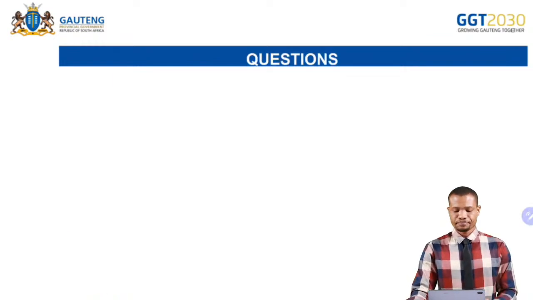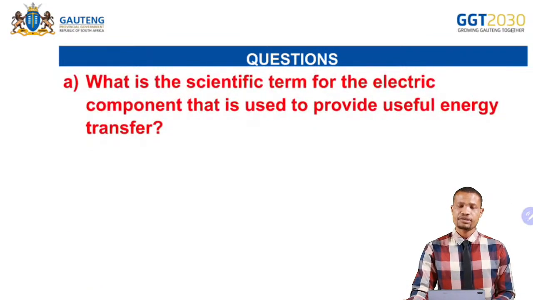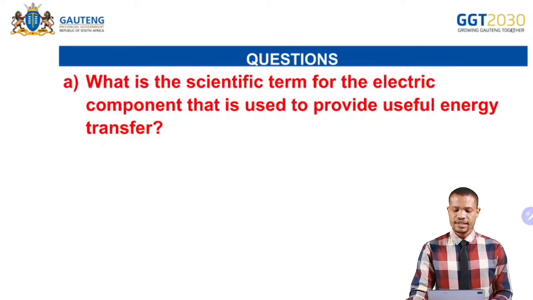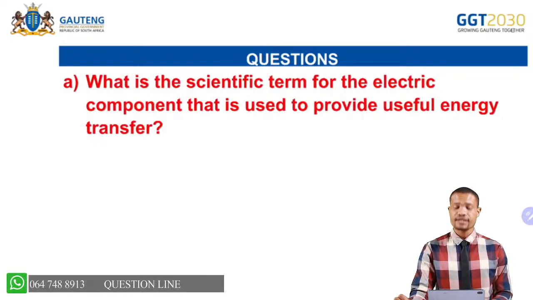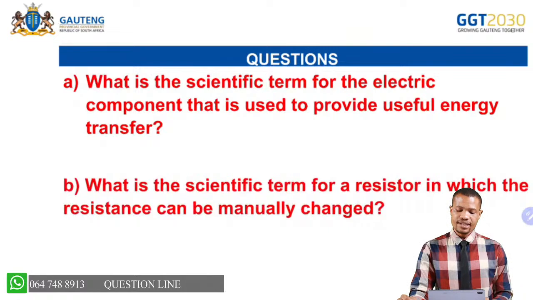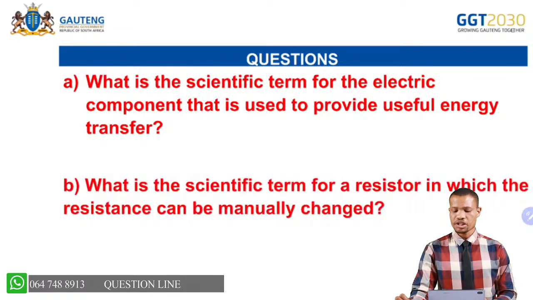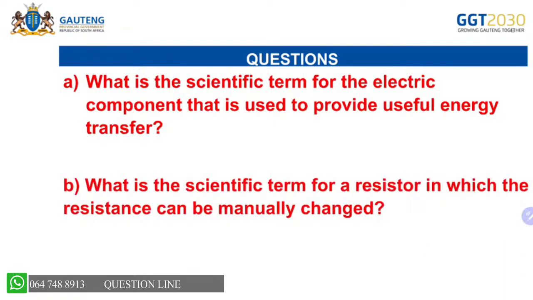Let us continue. Let's do 2 more questions and then we can wrap up our lesson. What is the scientific term for the electric component that is used to provide useful energy transfer? B, what is the scientific term for a resistor in which the resistance can be manually changed? Okay, so you have 2 minutes to work through these questions and your time begins now.